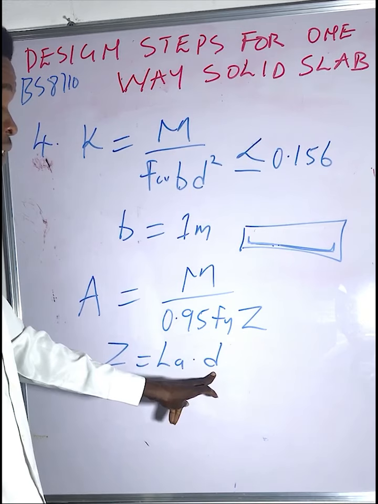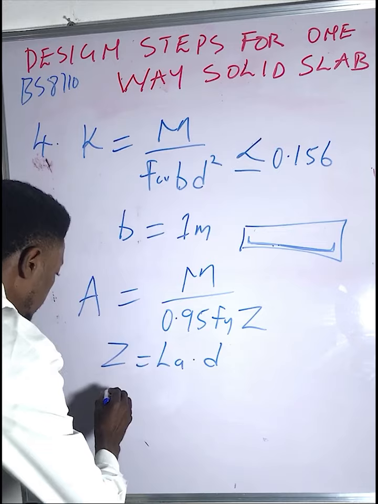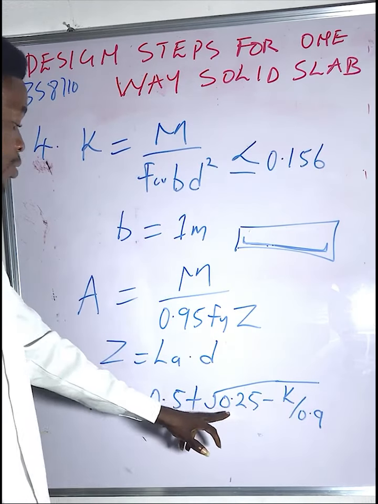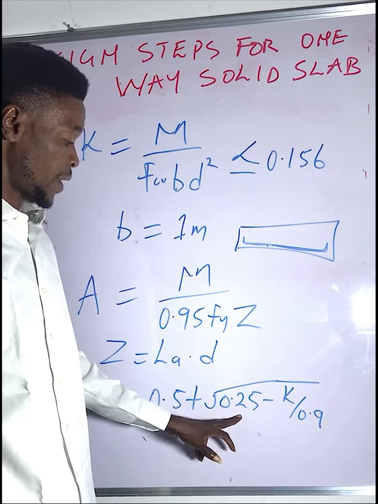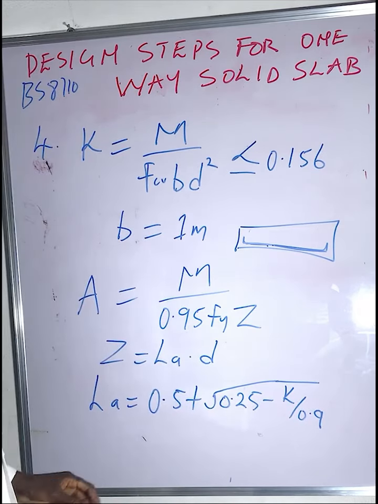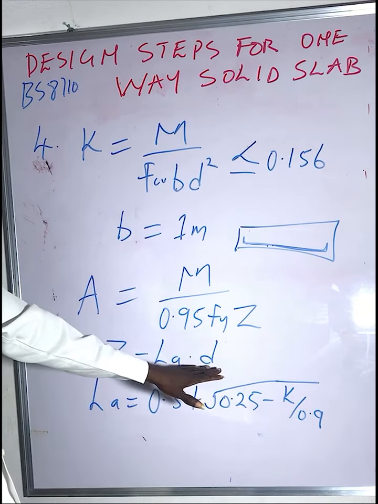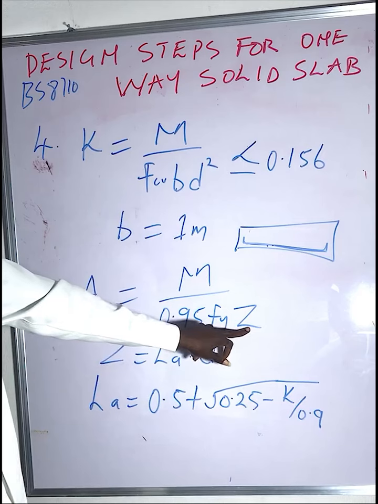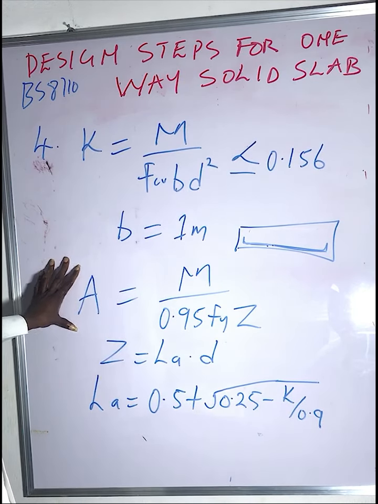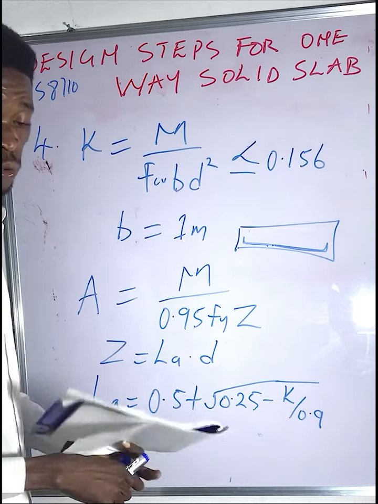This is the effective depth, and this is the lever arm. And this lever arm is 0.5 plus the square root of 0.25 minus K over 0.9. That's how to get your lever arm. Multiply by the effective depth to get your Z. Then area of steel. This is condition number 1. Then condition number 2.